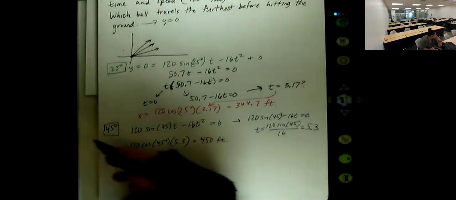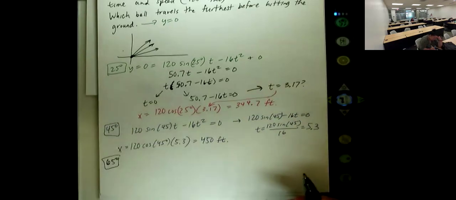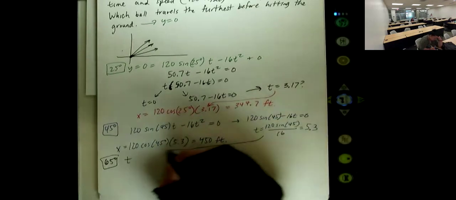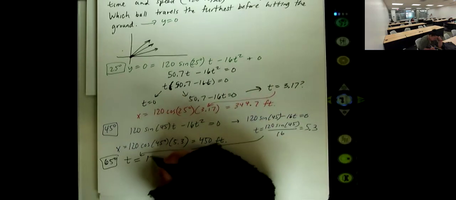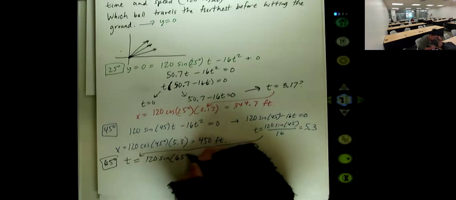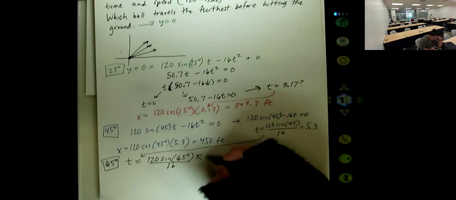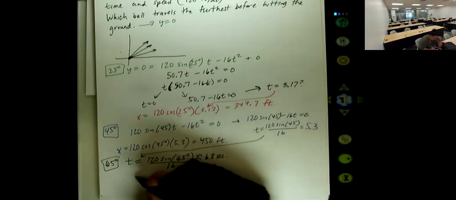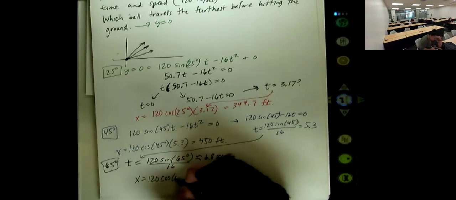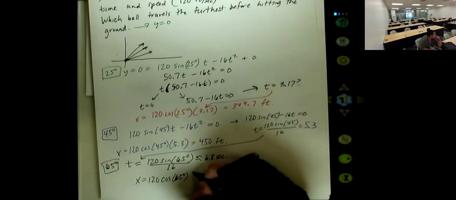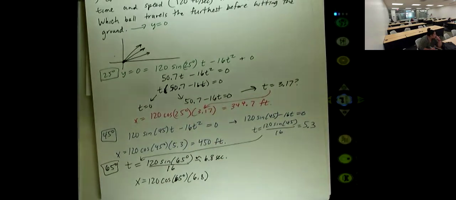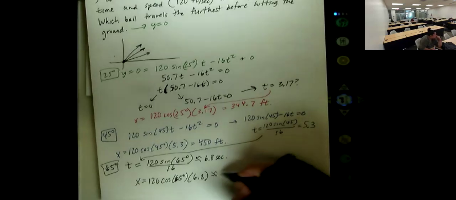And if I do the 65 degrees, I'm gonna speed up and use this and just modify it to say 65 degrees. 120 sine of 65 over 16 is about 6.8 seconds. So x equals 120 cosine 65 times 6.8. And we're getting 344.7 again.